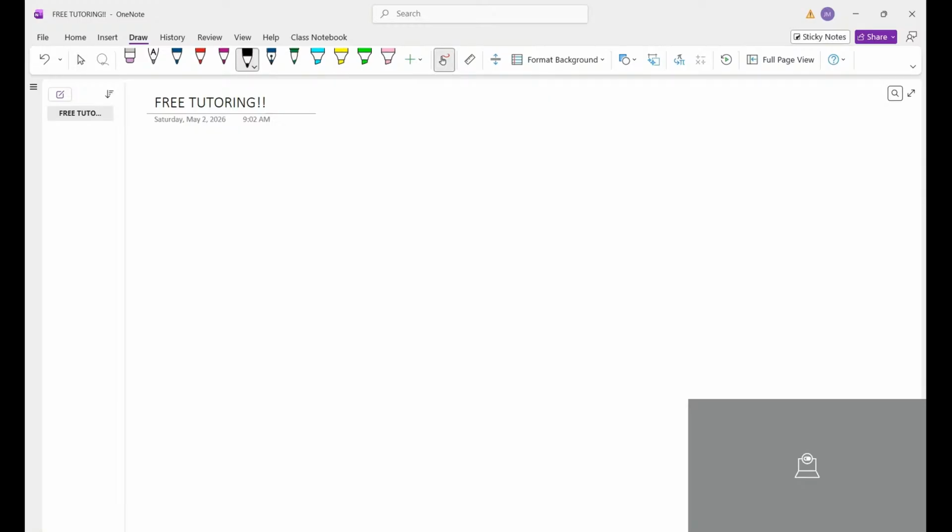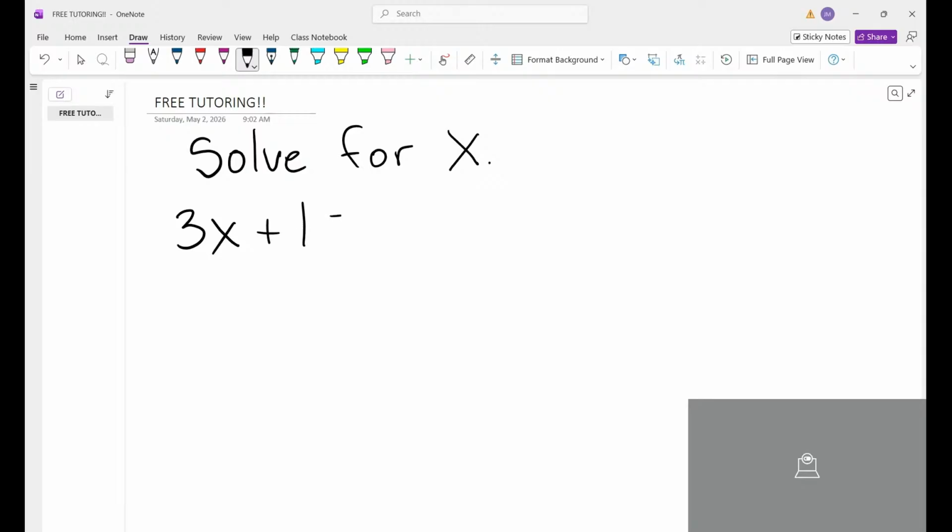Well, in this case, it could be solving for any letter, but let's just start with some basic stuff like solving for x. So let's say you wanted to solve for x, right? And let's say you had a problem like 3x plus 1 equals 10.